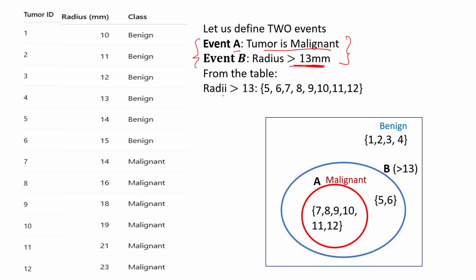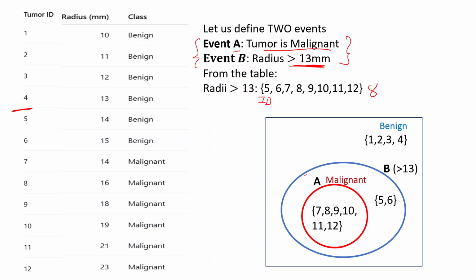Event A is the tumor is malignant, and event B is the radius is greater than 13 mm. The radii greater than 13 mm belong to the tumors with the IDs 5, 6, from here you can observe 5, 6 up to 12. That is how many instances will fall into this particular category: totally 1, 2, 3, 4, 5, 6, 7, 8 are going to fall into this category.